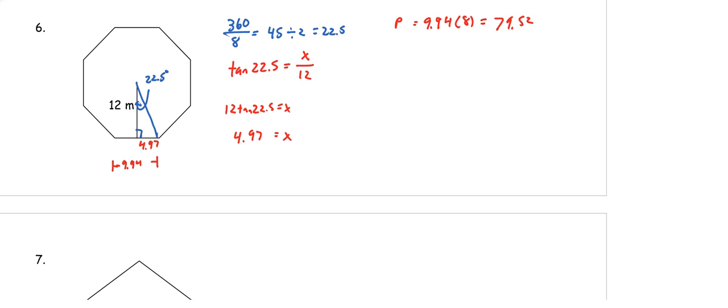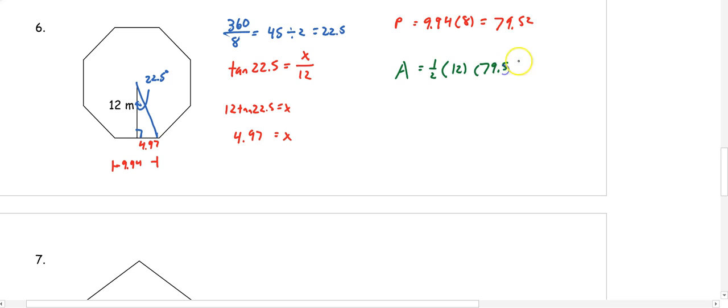We already know that the apothem is 12, so the area is going to be equal to 1/2 the apothem, which is 12, times the perimeter, 79.52. And we get 477.12 meters squared.